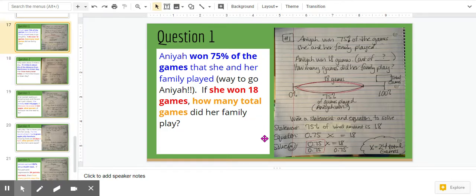75% would be written as 75 hundredths, 0.75. Of what amount? I don't know, but it's the total that we're going to multiply by, so I'm just going to call that x. And then 18 is what the value should be, 18 games that Anaya won to represent the 75%. Now I'm going to solve the equation.